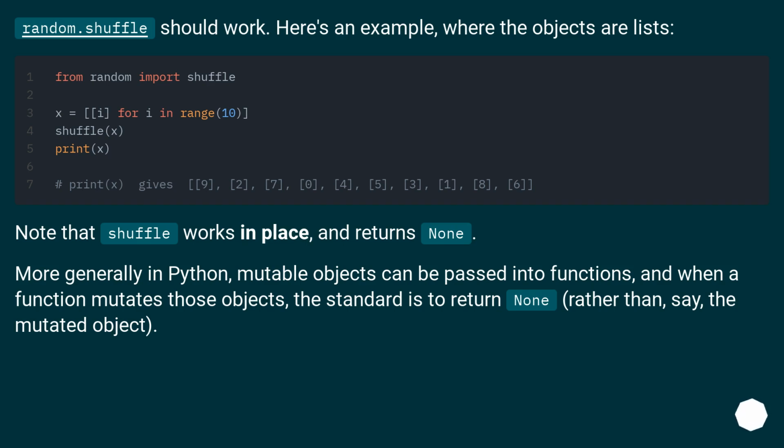Random.shuffle should work. Here's an example, where the objects are lists. Note that shuffle works in place and returns None. More generally in Python, mutable objects can be passed into functions, and when a function mutates those objects, the standard is to return None, rather than, say, the mutated object.